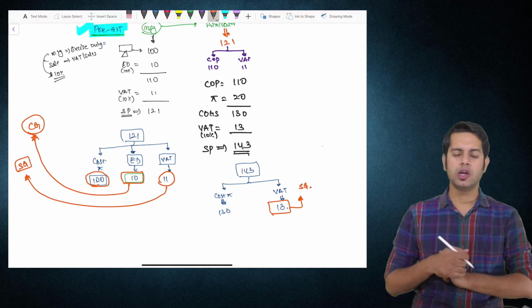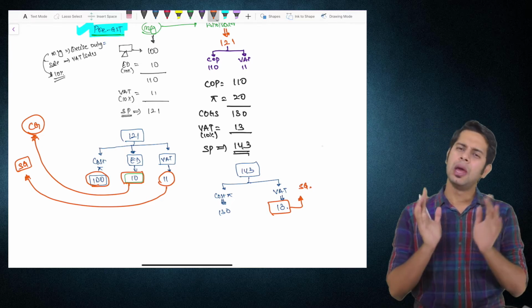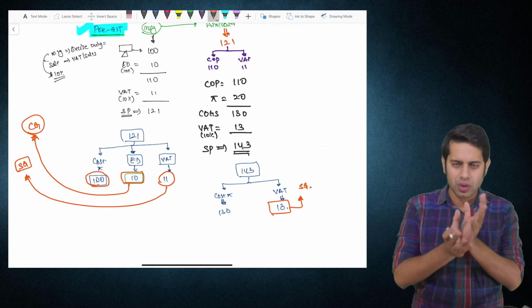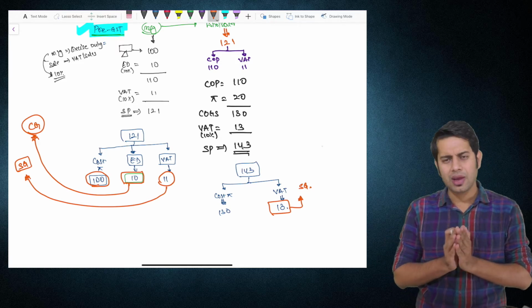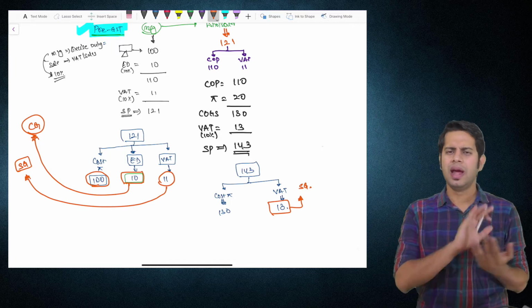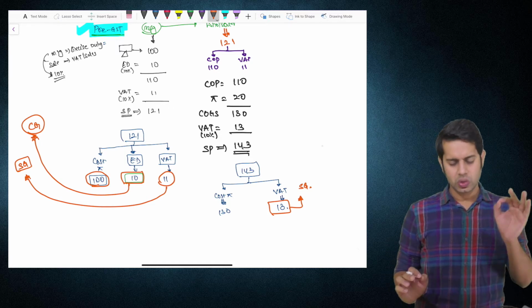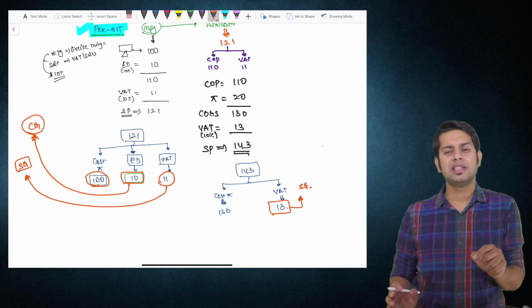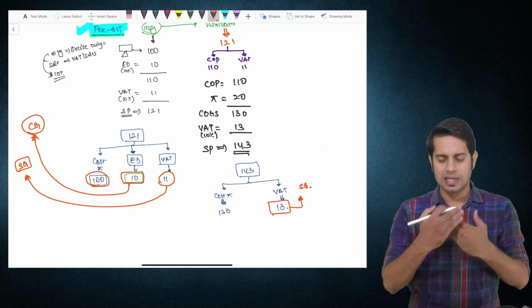Why, sir, is he paying to the state government? Why is he not paying to the central government? Because VAT or sales tax was levied at the state level. The revenue of VAT or sales tax goes to the state government and excise duty was going to the central government. So excise duty is levied only at the time of manufacture, but sales tax or VAT is levied every time when you are selling the product.